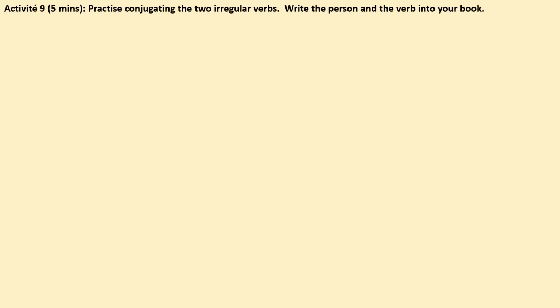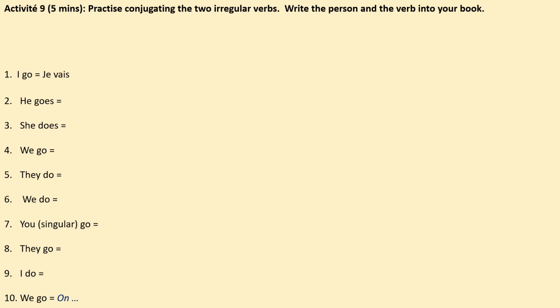Activité 9. Now that you've had all that on-screen practice with the 2 irregular verbs aller and faire, hopefully you'll be ready to tackle a task where they're all mixed in together. Write the person and the verb into your book. For example, 1, I go is je vais. Over to you for questions 2 to 10. Take note that in number 10, I've asked you to use on, the informal version of we. Pause the video now.